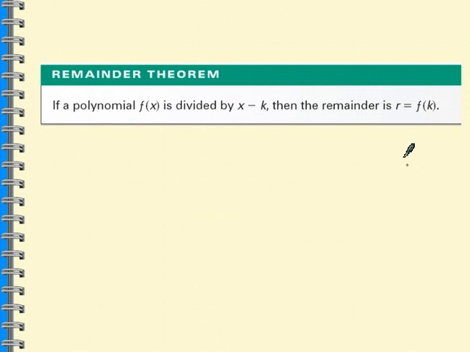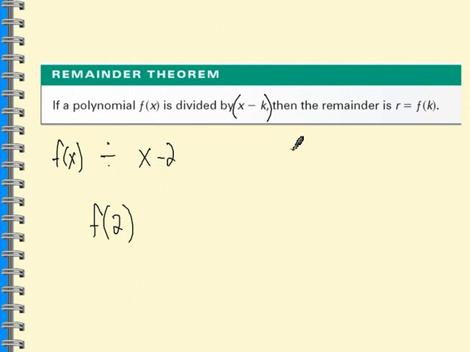Okay, what that leads into is our remainder theorem. And our remainder theorem says that if a polynomial f of x is divided by this binomial here, x minus k, then the remainder, r, is equal to f of k. So basically, if we divide by a binomial x minus k, the remainder is just going to be that function evaluated at k. So some examples, if we took f of x and we divided by x minus 2, well, the remainder, whatever would be left over, would just be f of 2.